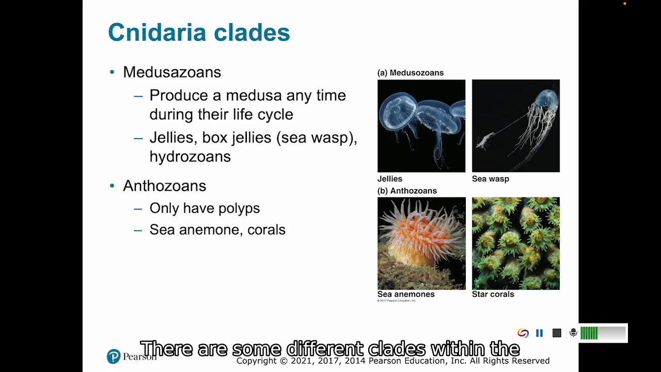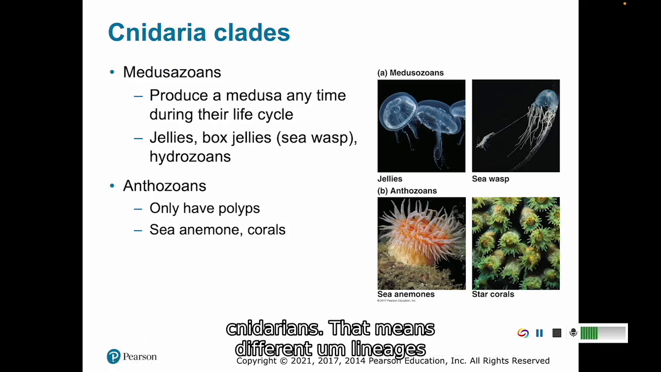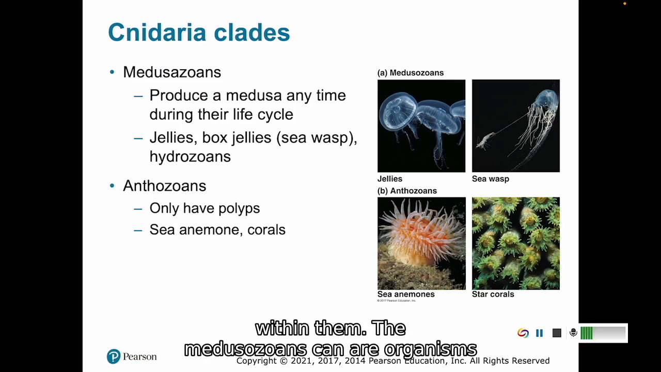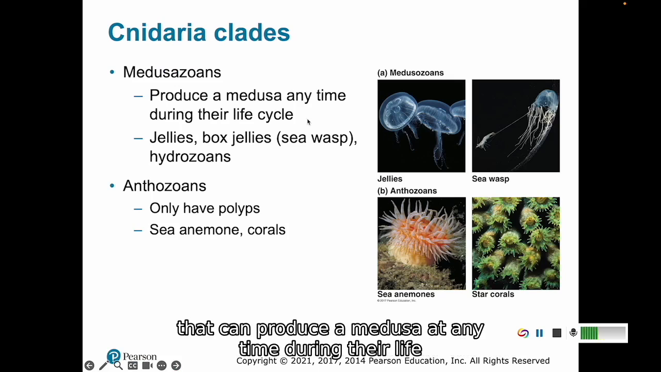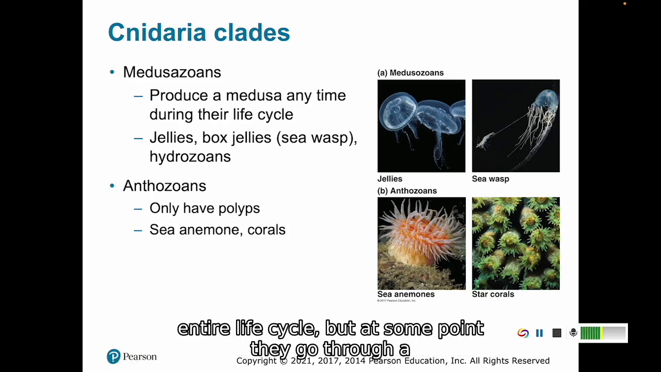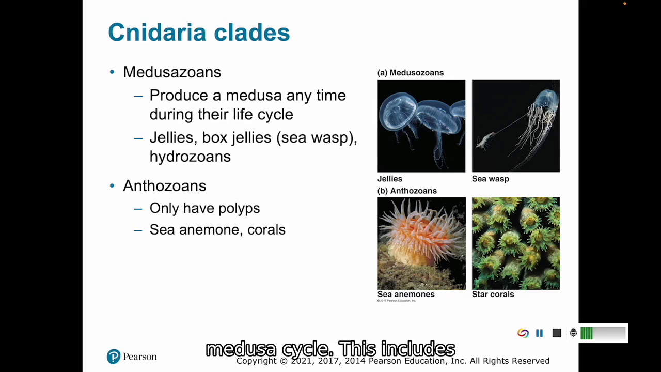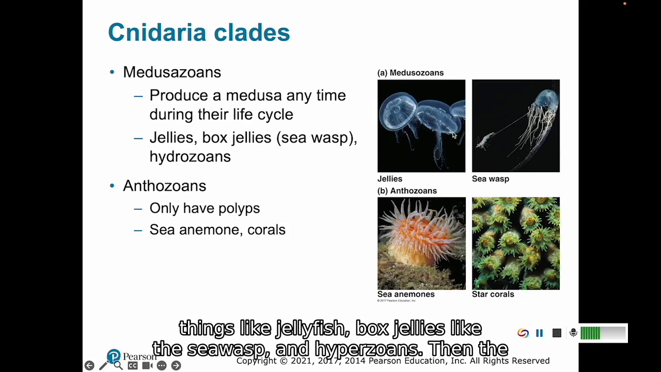There are some different clades within the cnidarians. That means different lineages within them. The medusozoans are organisms that can produce a medusa at any time during their life cycle. Maybe not the entire life cycle, but at some point they go through a medusa stage. This includes things like jellyfish, box jellies like the sea wasp, and hydrozoans.